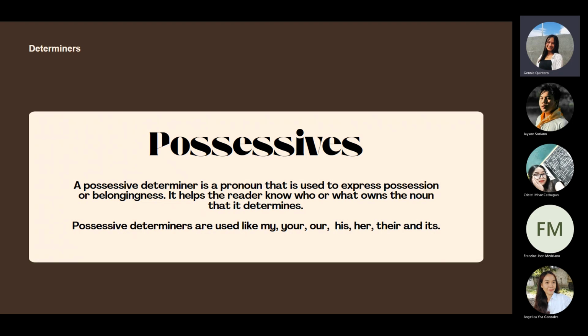Okay, so now let's go to the possessives. A possessive determiner is a pronoun that is used to express possession or belongingness. It helps the reader know who or what owns the noun that it determines. Possessive determiners are words like my, your, our, his, her, their, and its. In addition, it tells us about the ownership of nouns, to whom or what a noun belongs. Next slide.